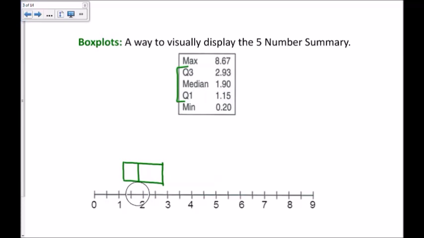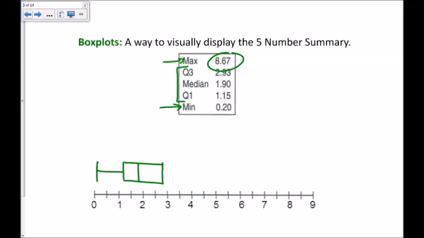Now we have some things that stick out on the sides, which are often called whiskers. And so the minimum is at 0.2, and it sticks out like that. Now the maximum is 8.67, which seems really far away. It seems like an outlier.